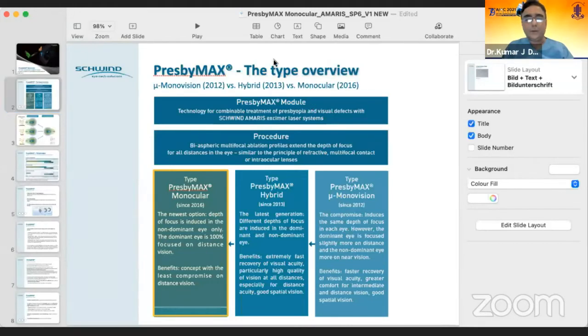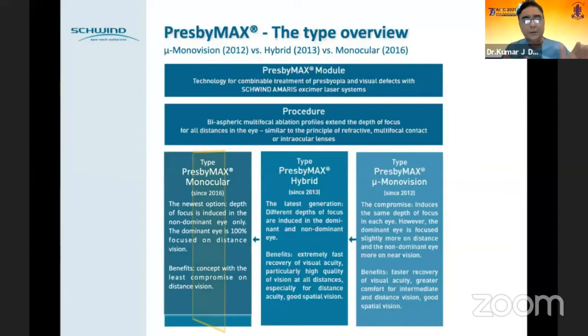Basically, what we do is three options. Here we are trying to treat. So from 2012, we are having this, and this is then going on till 2016. So there has been Presbymax, and this is of course on the Schwind platform. It is a biaspheric multifocal corneal treatment. So we are creating biaspheric zones on the surface of the cornea. And first we had micro monovision, then it became hybrid, and today what we have is monocular.